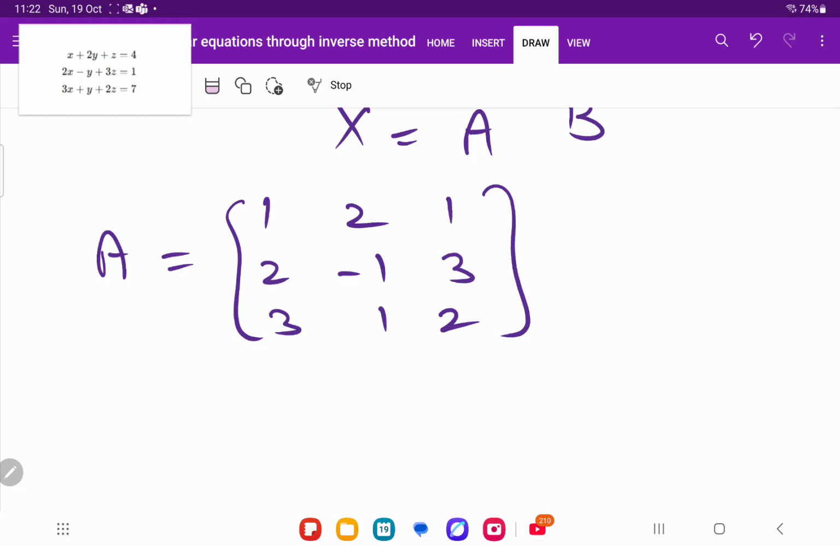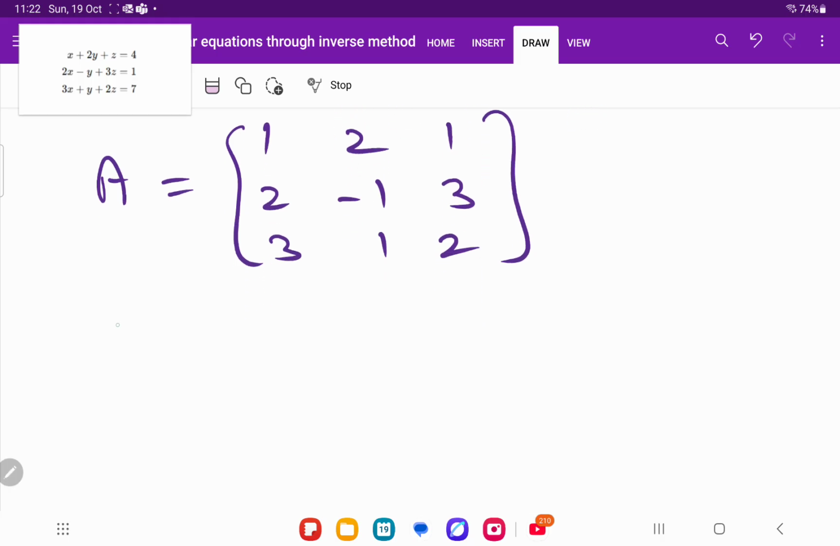That is A. So what is the technique we were using to calculate the inverse? I think the convenient method is to solve by the cofactor method. For the cofactor method, what we need is to make the minors. First of all, we make the minors. So let me check: 1, 2, 1, 2, minus 1, 3, 3, 1, 2.